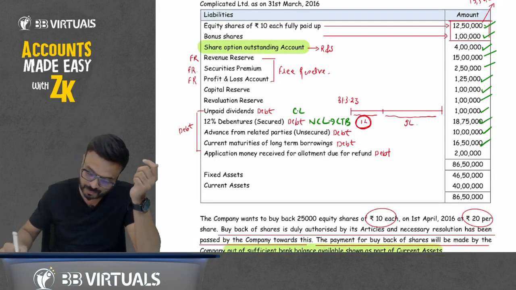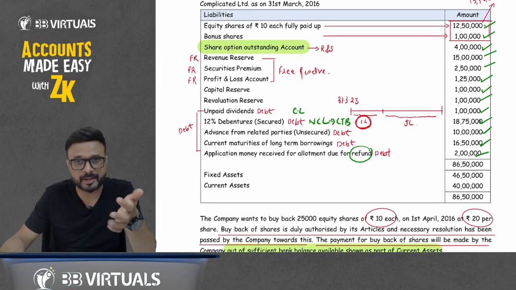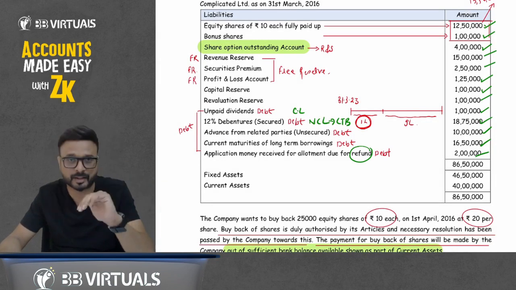Okay. Now here after this, the application money that we have received is excess application money of rupees 2 lakh. Then we are liable to refund it. It's under current liability, short term borrowing and other current liability. It will come under other current liability.